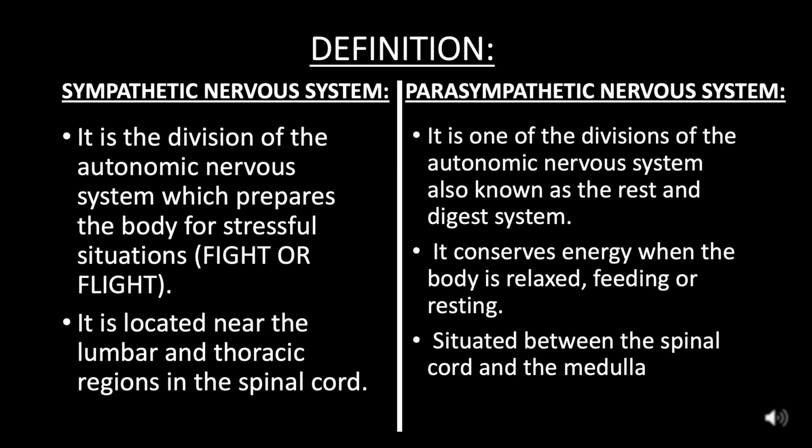And the definition of the parasympathetic nervous system: it is one of the divisions of the autonomic nervous system, also known as the rest and digest system. It conserves energy when the body is relaxed, feeding or resting. It is situated between the spinal cord and the medulla.